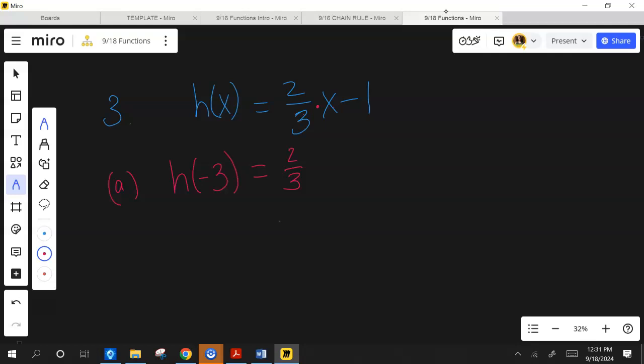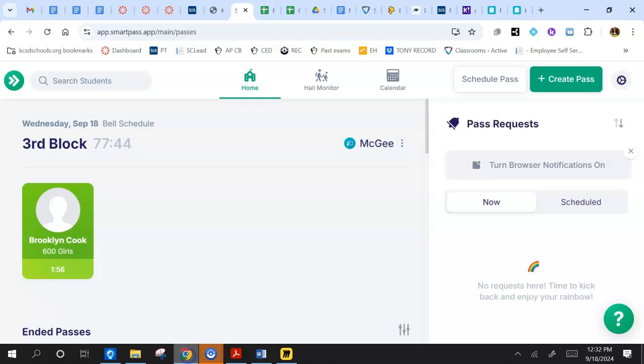2/3 times -3 minus 1. Now, I would use my calculator if I were you because you're always going to have your calculator. Do y'all know how to put this in your calculator? Calm down, Max. You just get so excited. Actually, you know what? Let me show you on Desmos since that's what you'll be using.